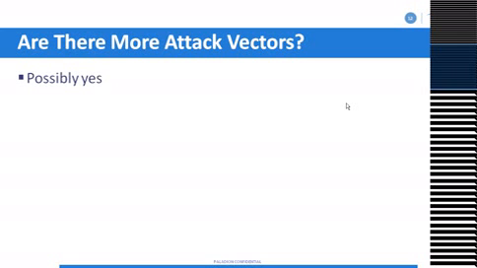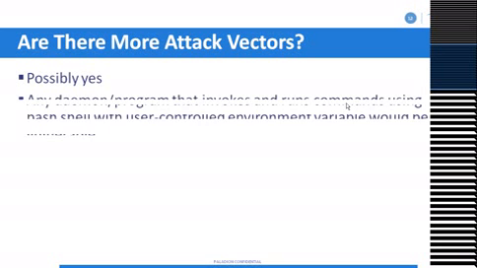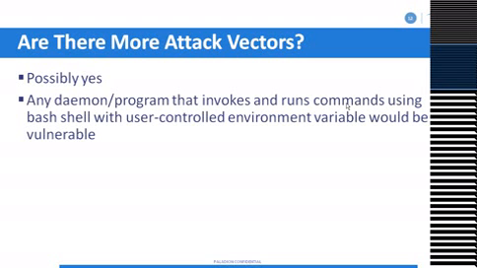More than possibly yes, because any system, program, or daemon that is invoking a bash shell internally, and is using a user environment variable that can be controlled by the end user or the attacker, might be vulnerable to this sort of attack. So the only way is to test your system and identify if there is any such program. On the later slides, we'll see how exactly you could figure out whether your end system is vulnerable to this attack or not.